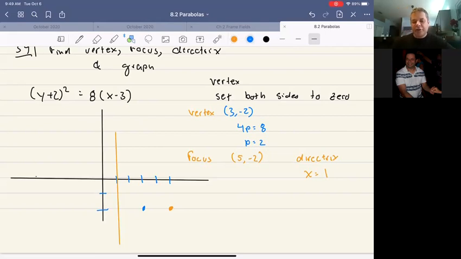Now I can draw my parabola-ish. Let me try that again. Okay, that's my parabola-ish. All right, I'll see y'all in the next video, if my mouse engages. Ever. There it is.